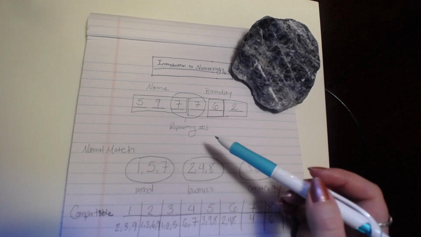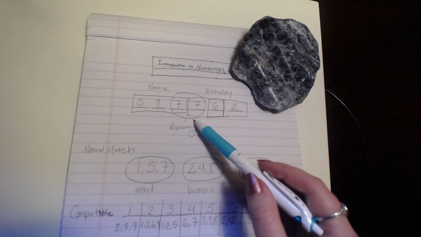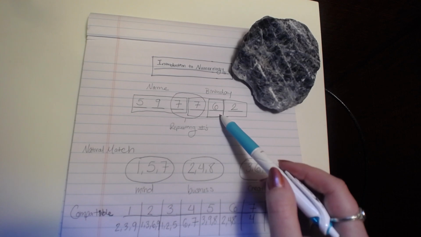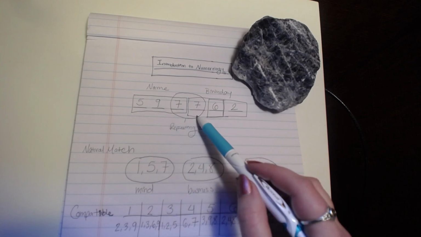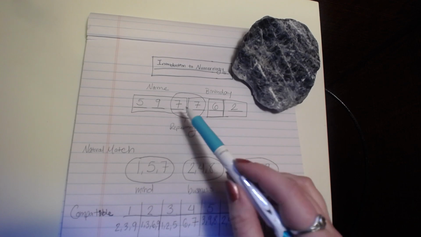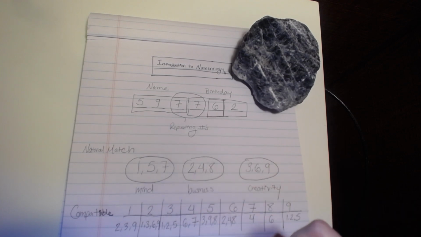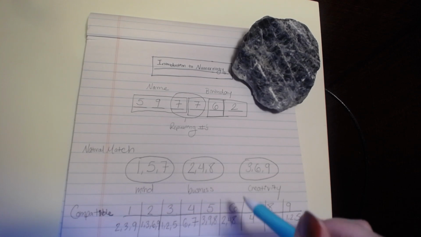So, let me look at this chart and see what I would say about that. Okay. So we got 2 7s here, 9, 5, 6, 2. As you could see from the chart below, 7s, for whatever reason, have a lot of challenges. They have only one compatible number and lots of challenges.